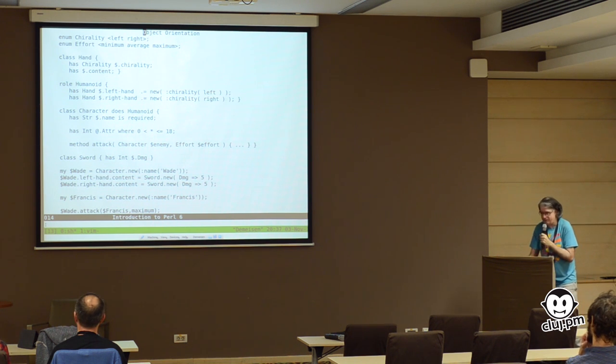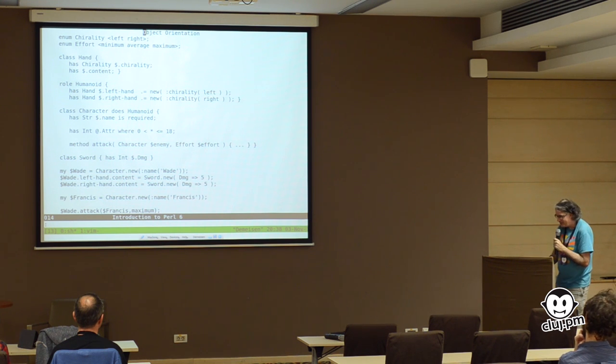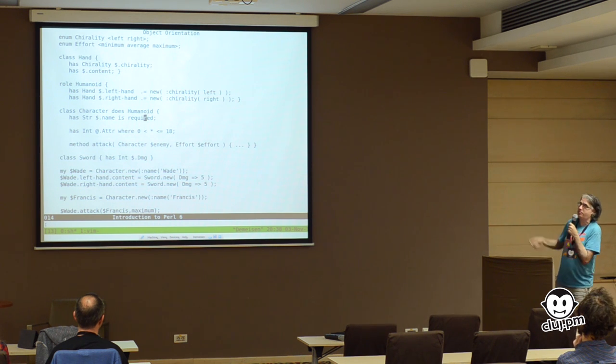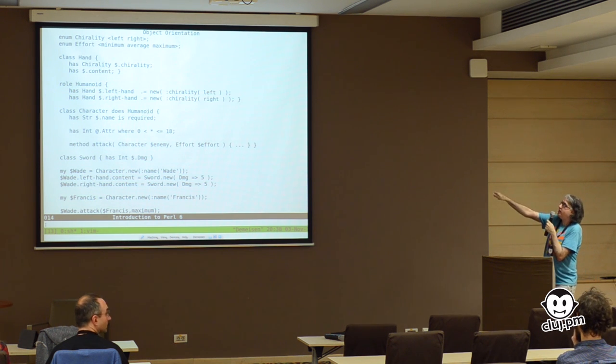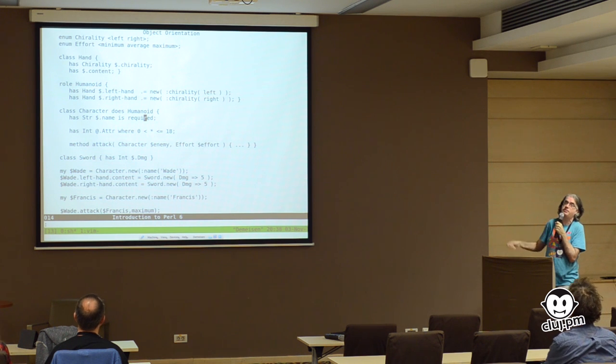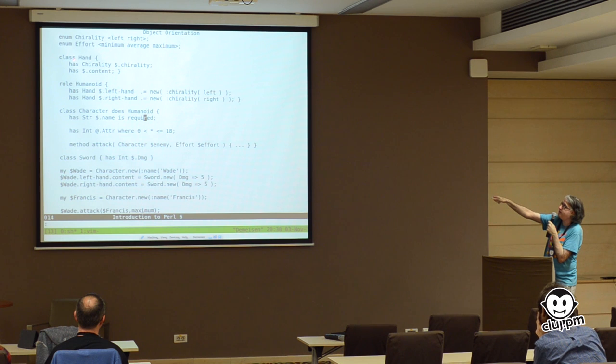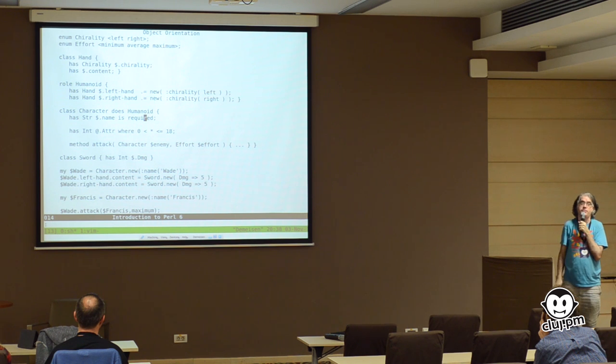All right. Well, I will do this once more because no one has caught the reference. This is a very brief and hopefully comprehensive sample of how OO now looks in Perl 6. In Perl 5, you have packages and you have bless. That's it. In Perl 6, you have classes. You have an enum type. You have roles.